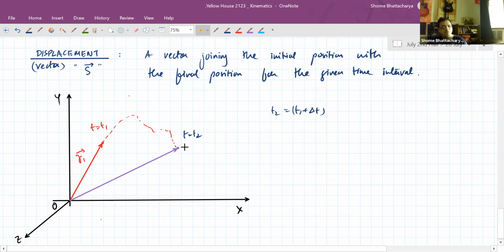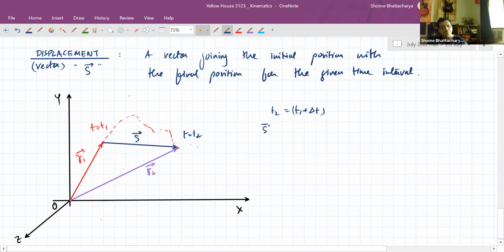So regardless of what the path is, the definition of displacement is very simple. In this time interval from t1 to t2, the displacement is nothing but the vector, or you can say the straight line, but here it's a vector which has a definite direction from initial to final position. It's the vector starting from the initial position and its arrowhead should end at the final position. So this is the vector that represents the displacement.